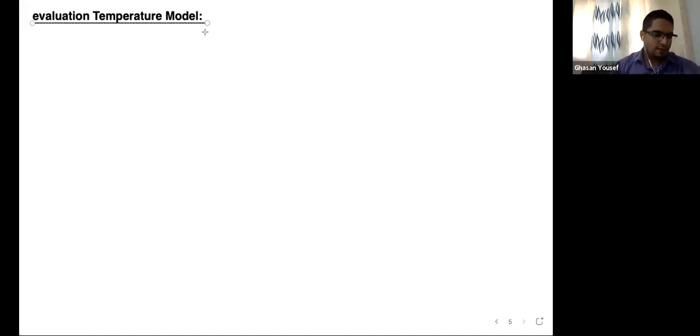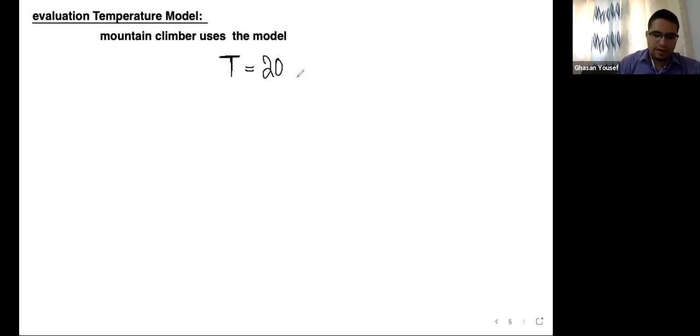Okay, so suppose I have a mountain climber who uses the model. This model is given with the question. Here is the model: T equals 20 minus 10h. T is the temperature in Celsius. This is the model here, T equal 20 minus 10h. This is my model. T is the temperature.